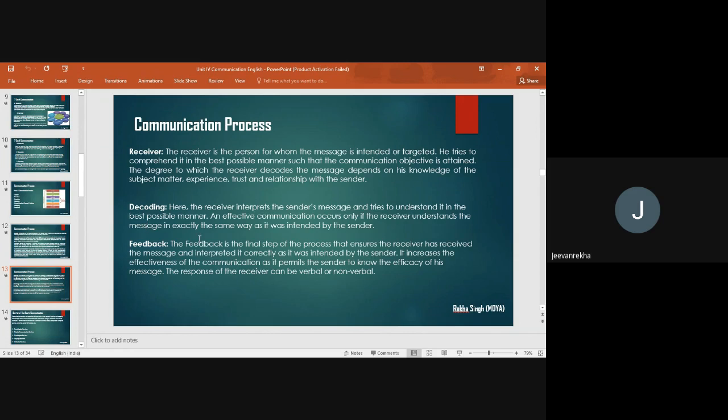Now, decoding. Here, the receiver interprets the sender's message and tries to understand it in the best possible manner. Effective communication occurs only if the receiver understands the message in exactly the same way as it was intended by the sender. Whatever message I'm sending to you, either it is rude or it is polite, whatever I send to you, you will reply in the same manner. Then what should your message be?